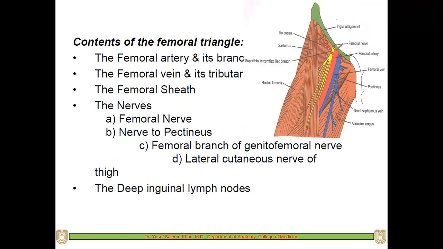Now, going to the contents of the femoral triangle, sorry, there is a triangle in the thigh just below the inguinal ligament. We saw that just below the mid-inguinal point, this femoral artery will be coming down. Okay. There is a triangle here called the femoral triangle. So, what are the structures which are there in the femoral triangle? One of the very important structures is the femoral artery itself. So that's why it is called the femoral triangle.